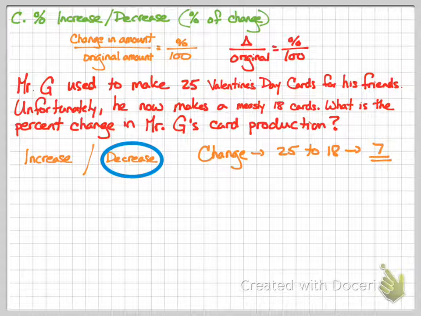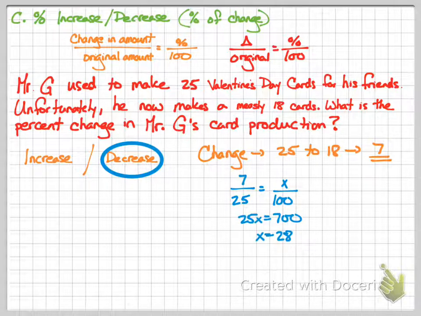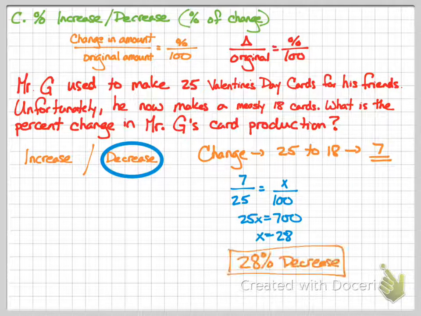So I look here. The change went from 25 to 18. So in other words, there was a 7 card difference from the beginning amount to the end amount. So my new proportion would be the change in the amount, which is 7, over the original amount, which is 25, equals x over 100. And when I cross multiply, I find that x equals 28. So in other words, we can say that there was a 28% decrease in my Valentine's Day card productivity.